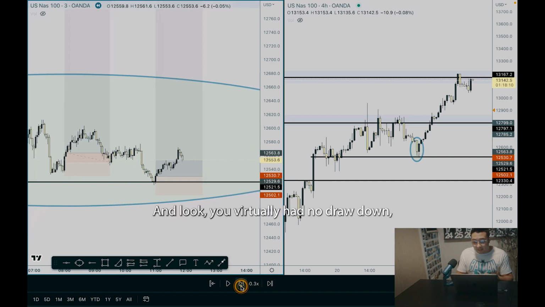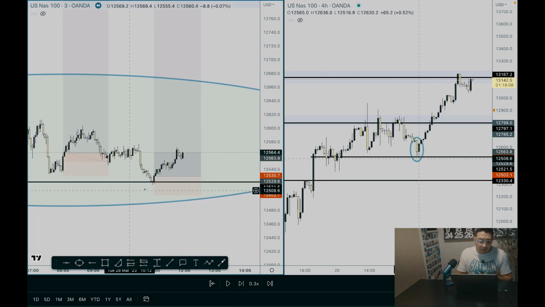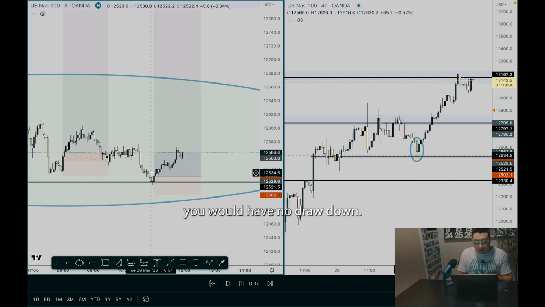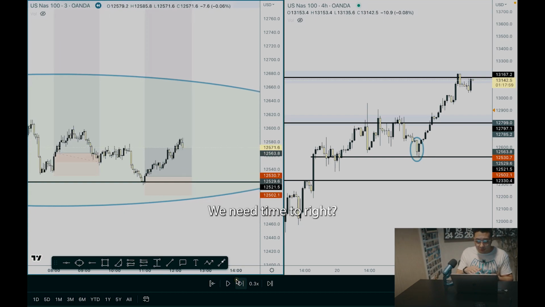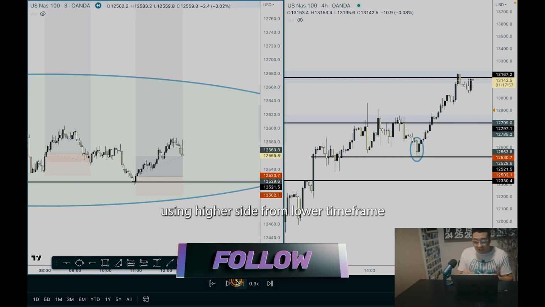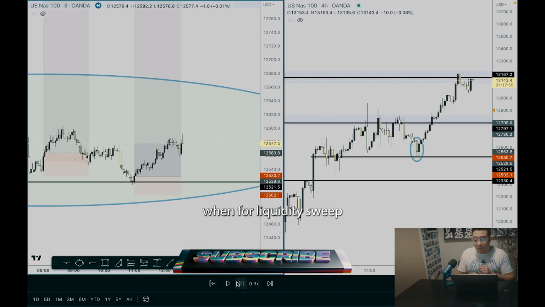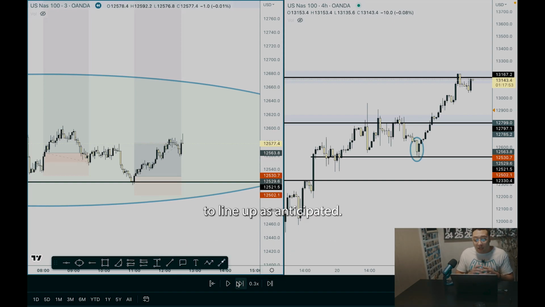Now you're just going to trust your analysis and let the trade play out. And look, you virtually had no drawdown, if any. If you entered right here, you would have no drawdown. If you entered right here, you might have had a little, like 1 or 2 pips, but it ultimately went, okay? Now look what happens when you timed it right, using higher time frame, lower time frame, waiting for the liquidity sweep, waiting for price action to line up as anticipated. It's about patience and discipline.